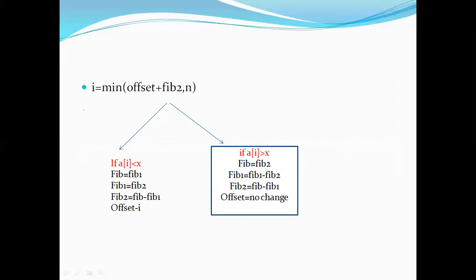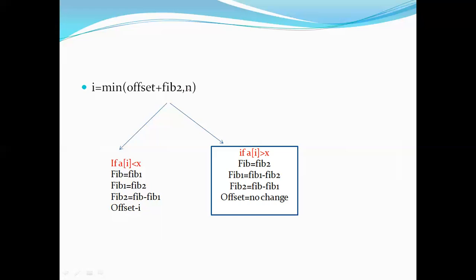So I value, how can we calculate? This will be the formula. Every time we need to remember this. It is a simple formula. That is, we need to find out the minimum of these two values: offset plus fib2, comma n. Minimum of these two values we will find out.